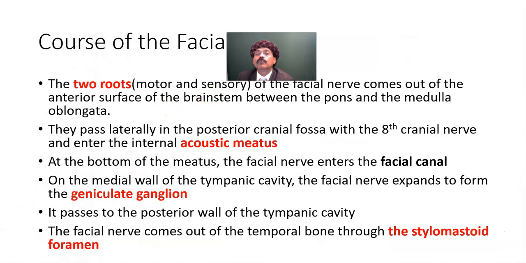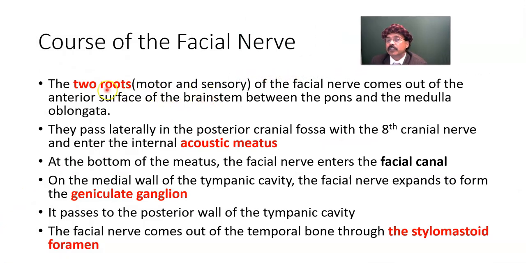Now, what is the course of the facial nerve? The facial nerve has two roots, the motor and sensory roots, which come out of the anterior surface of the brainstem between the pons and medulla oblongata, just lateral to the abducent nerve. They pass laterally in the posterior cranial fossa with the eighth cranial nerve, the vestibulocochlear nerve, and enter the internal acoustic meatus, an opening in the temporal bone.